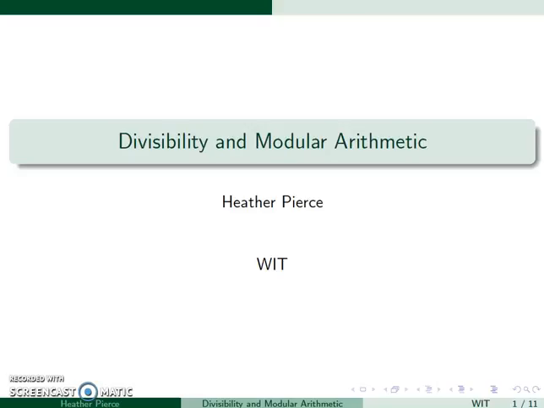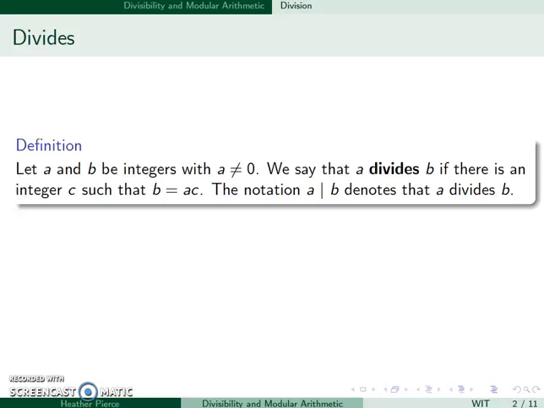We'll now discuss divisibility and modular arithmetic. So if a and b are integers with a not equal to 0, we say that a divides b if there's an integer c such that b is equal to ac. And this right here, this vertical bar, is our notation that a divides b.